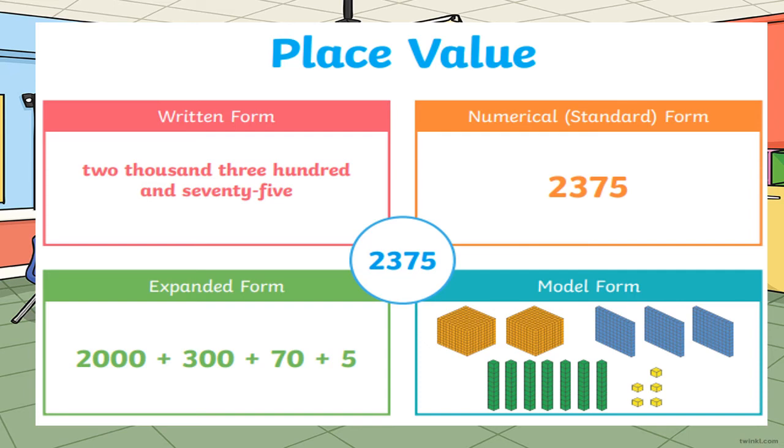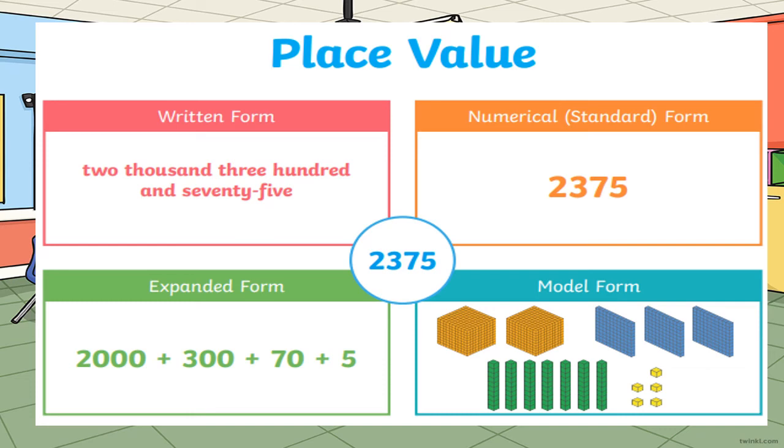Okay? Let's look at the expanded form. Notice the expanded form. I love how this one is also done. So we have 2,000, we have a nice space, plus a nice space, 300, a space, plus a space, 70, a space, plus a space, and 5. So it accounts for every place. The thousand place, the hundred place, the tens place, and the ones place.